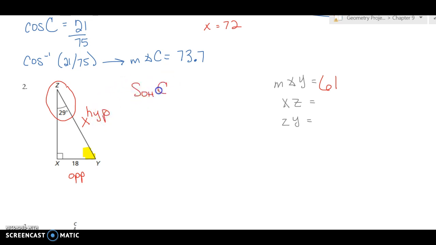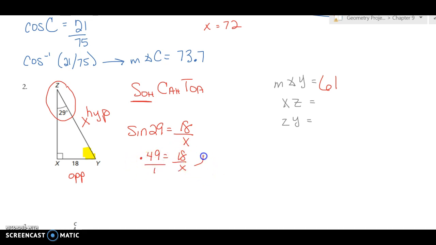Is it your SOH, your CAH, or your TOA when I have opposite and hypotenuse? That's right, it's the sine. So it's going to be the sine of 29 is equal to opposite over hypotenuse. Let's see, sine of 29 is 0.485, so probably 0.49 is equal to 18 over x.